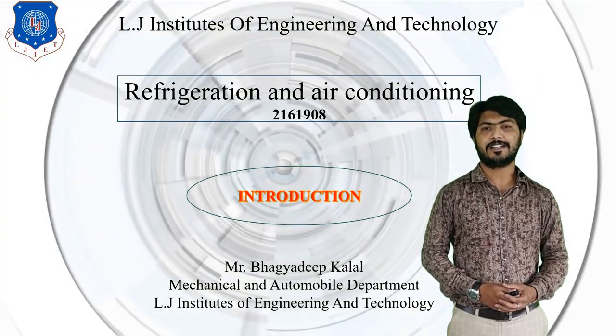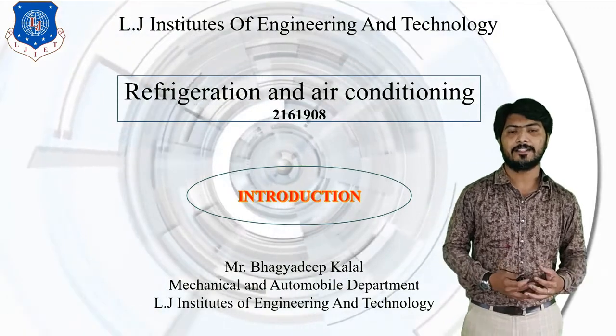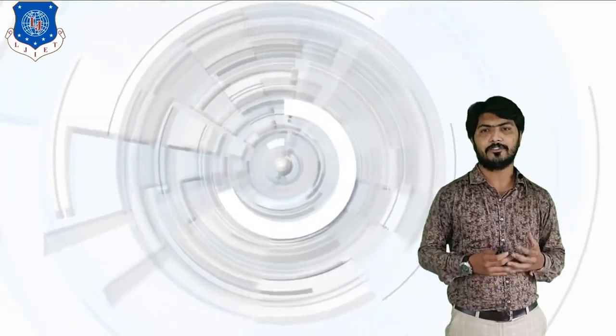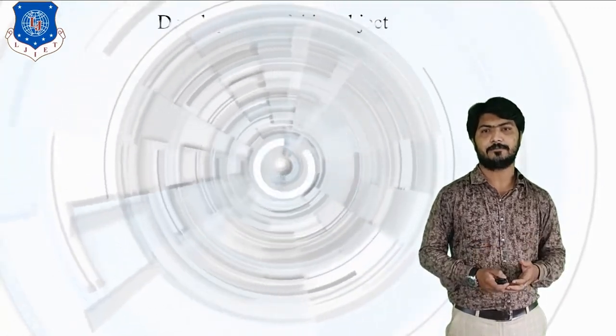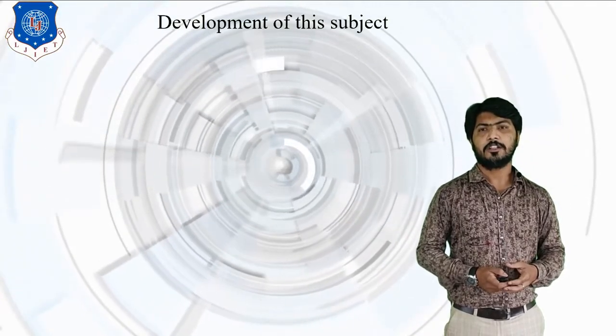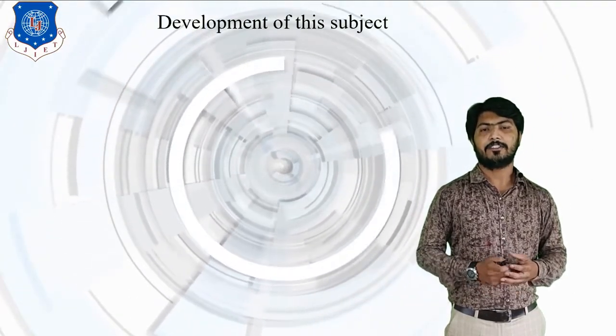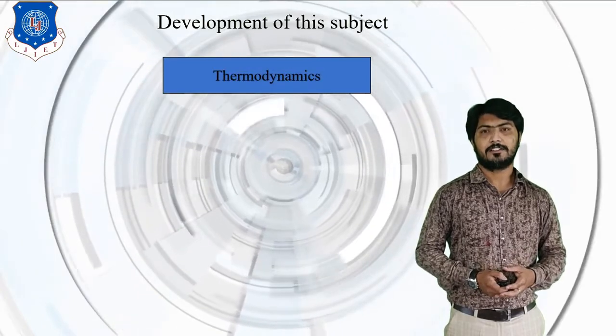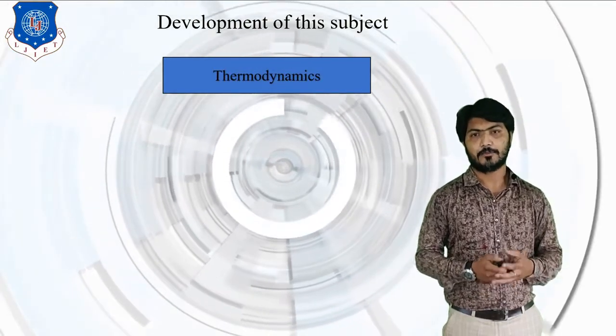The code of this subject is 2161908. Let us start the introduction about refrigeration and air conditioning system. First of all, we understand the development of this subject. The core subject is thermodynamics.